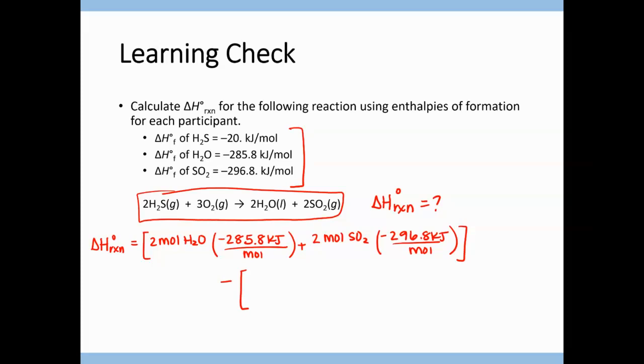Same thing for reactants. So we have 2 moles of H2S. Standard enthalpy of formation is negative 20 kilojoules per mole. And then we have oxygen, which we'll just have as 0 because its standard enthalpy of formation is 0. So summing the first brackets, subtracting within the second set of brackets, we have negative 1,125 kilojoules. Released for that reaction above.